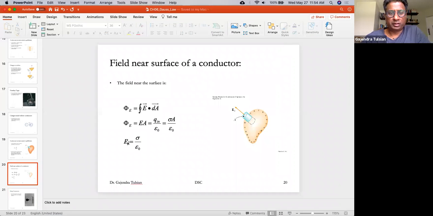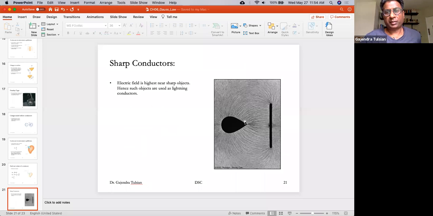All right, so the electric field near the surface of a conductor is sigma by epsilon naught. Okay, so sharp corners have stronger electric fields, and smooth surfaces, flat surfaces have weaker electric fields because of smaller charge density. Okay.